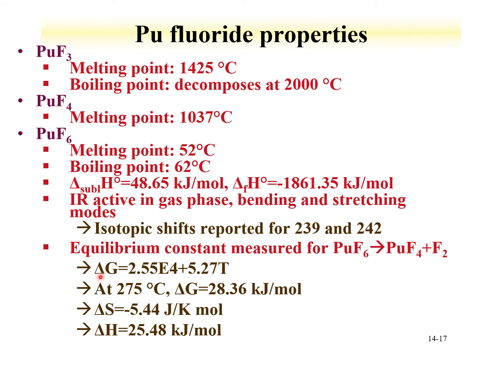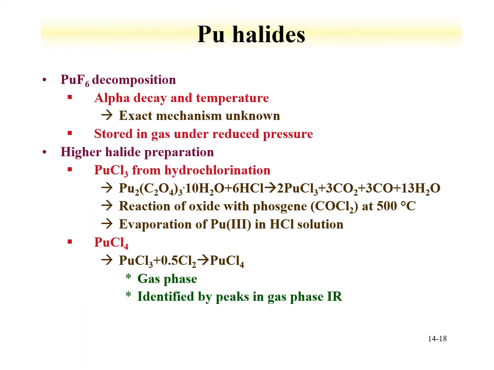The hexafluoride has been examined by IR, and isotopic shifts have been reported for the IR spectra of plutonium hexafluoride with plutonium-239 and plutonium-242. Plutonium hexafluoride can undergo decomposition from alpha decay and temperature. The exact mechanism is unknown, but this does indicate that the stability of plutonium hexafluoride is dependent upon storage and the isotope in which the hexafluoride is produced. So generally, if you were to store plutonium hexafluoride, it would be stored under reduced gas pressure.